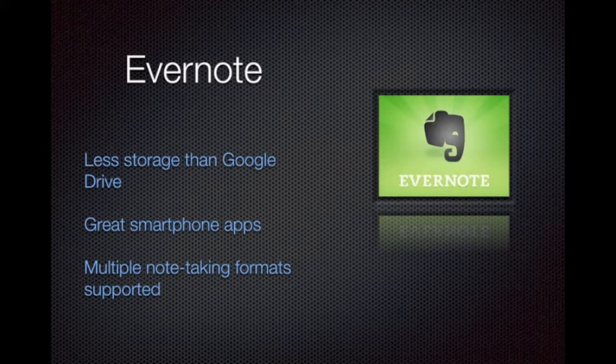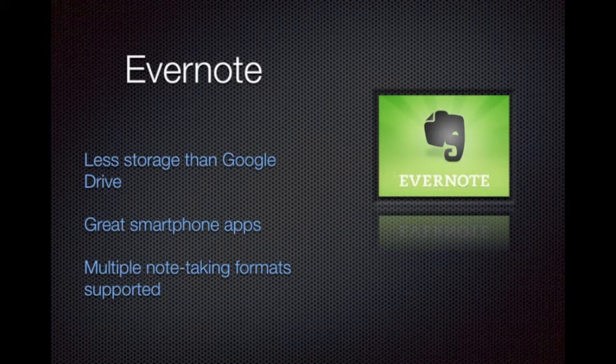Evernote is the next one I'd like to discuss. Evernote, also free, but it has a lot less storage than Google Drive. They limit you to only 60 megabytes per month, and to be honest, that's not a lot. The premium membership gets up into the gigabytes level, but the premium membership is about $50 a year. Evernote does excel, though, in its smartphone app. It works really well and a lot better than Google Drive. It also supports multiple note-taking formats.